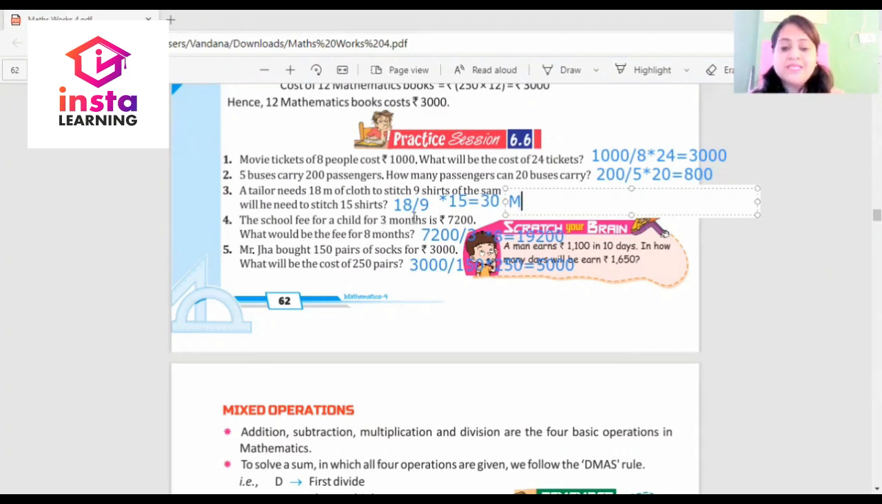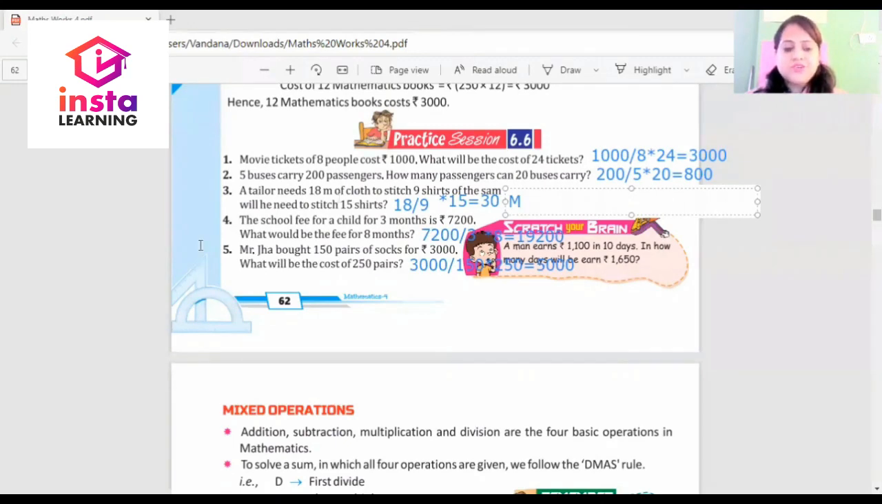Okay. So right here, question number 4 is: the school fee for a child for 3 months is 7,200. What would be the fee for 8 months? So you have to check 7,200 divided by 3, and then you have to multiply by 8. So you will get the answer 19,200.